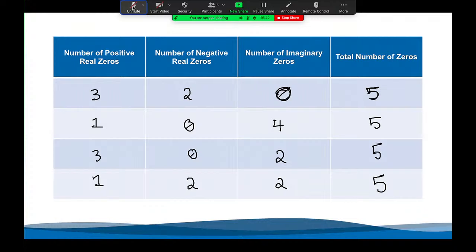Then, you'd have 2 imaginary zeros, not 3. If you are confused about this, go ahead and go back to the video or spend some more time with this table.